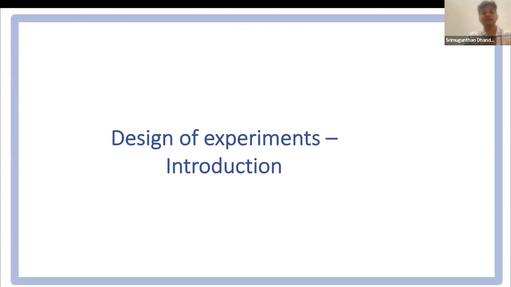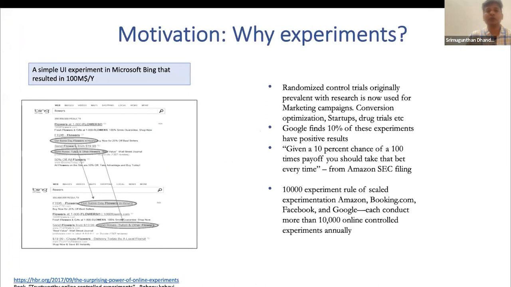Okay, so I will start with the design of experiments. Before we delve more into it, I just wanted to put up the first slide for motivation. Why do we need to study experimental design? The A-B test is a randomized control trial, which is one of the experimental designs, and it has been there for quite some time. It has been used in medical research, drug trials, and lately tech companies have started using the A-B testing process for marketing campaigns, conversion optimization, etc.